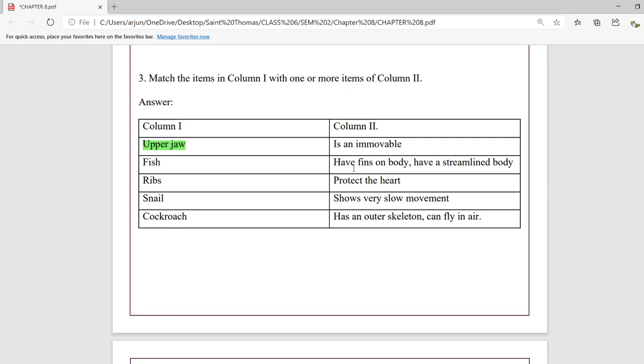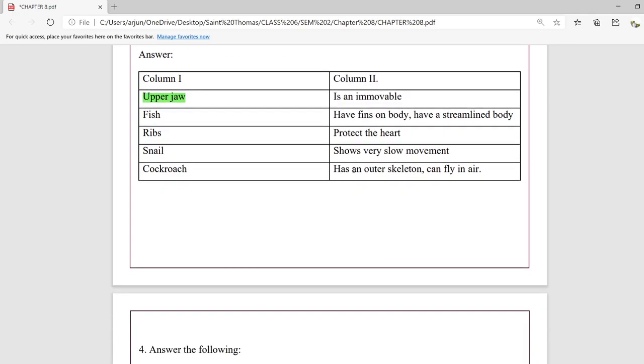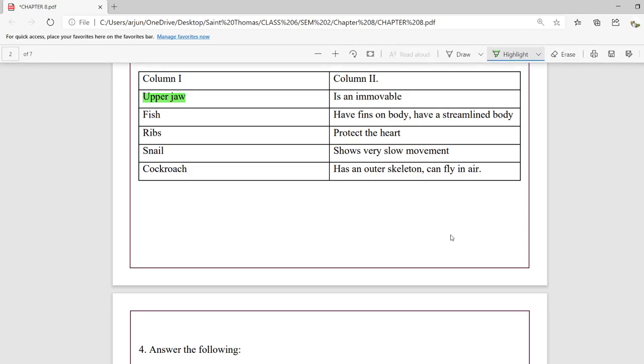Ribs. So, what is the function of ribs? Ribs mainly protect the heart. Snail shows very slow movement. We all know snail shows very slow movement. The next is cockroach. Cockroach has an outer skeleton and can fly in the air.